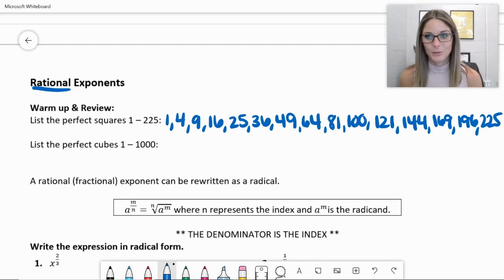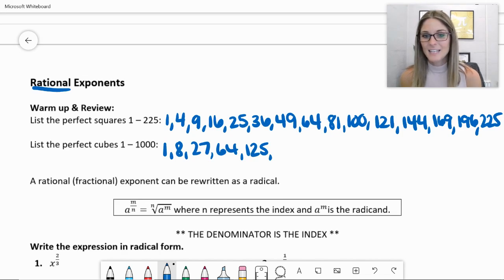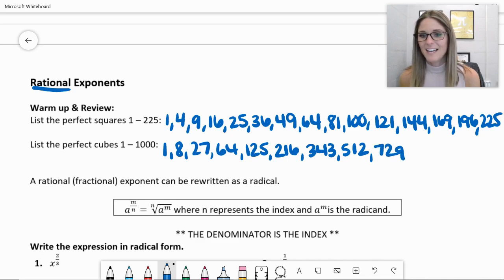What about perfect cubes? We got 1 times 1 times 1 is 1. 2 times 2 times 2 is 8. 27. 4 times 4 times 4 is 64. 5 cubed is 125. 6 is 216. 7 is 343. 8 is 512. 9 is 729. And 10 times 10 times 10 is 1,000.